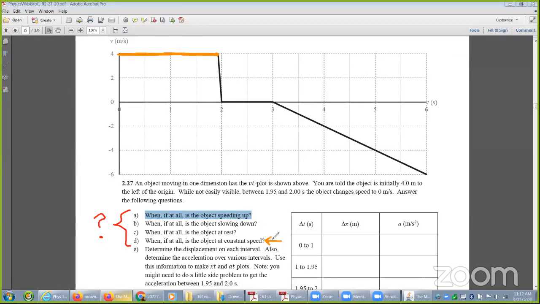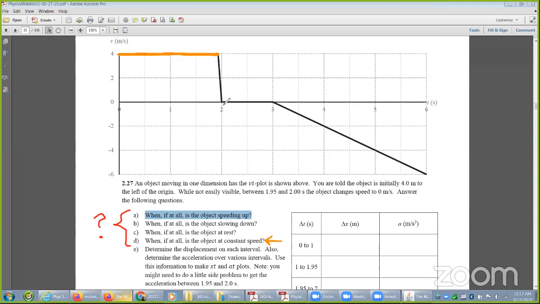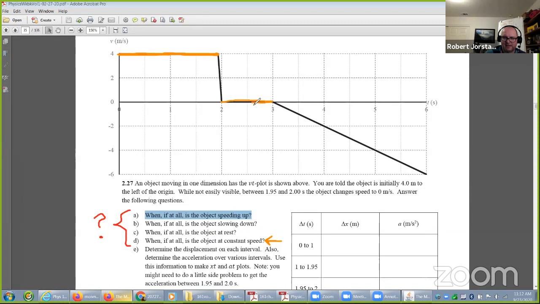I guess since we jumped into part D there, what is the other time that it's traveling at constant speed? 2 to 3 seconds. Right. And now this one's a little bit goofy. Somebody could say, well, it's not traveling at all. Yeah, that's semantics. Okay, I understand. But we do agree that it's constant speed from 2 to 3 seconds.